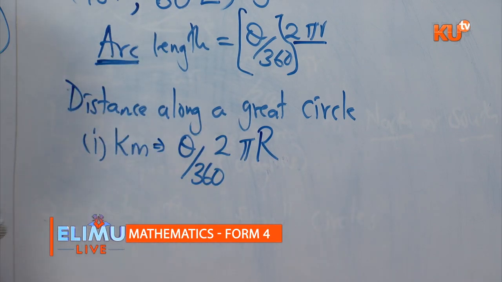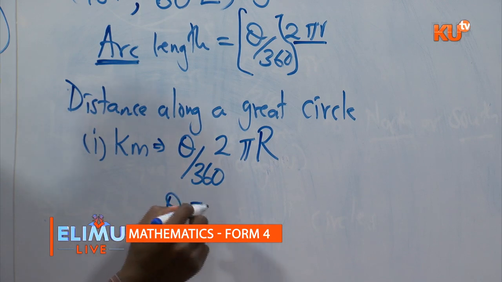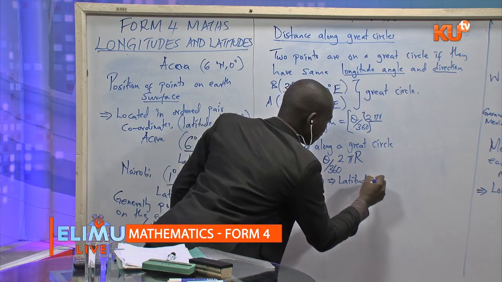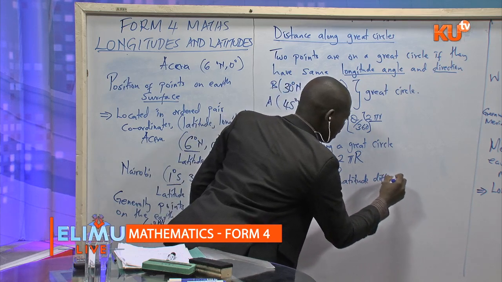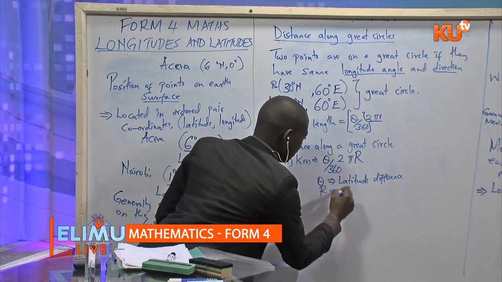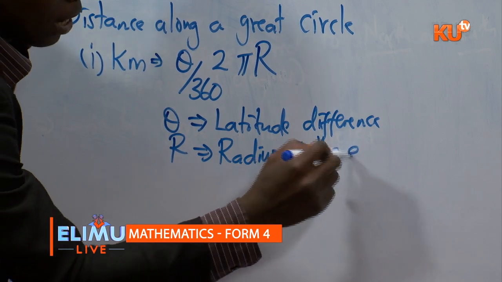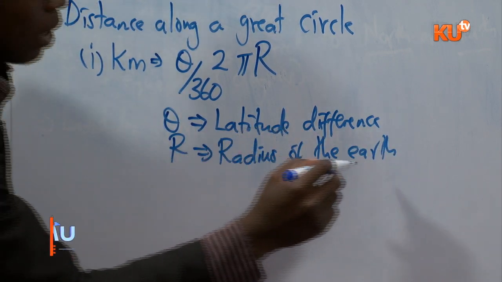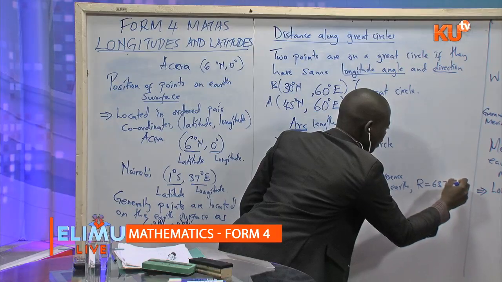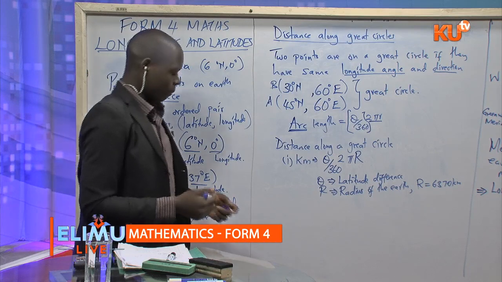That is the value. And so when we talk about theta here, theta means the latitude difference. R is the radius. This is the radius of the Earth, and the radius of the Earth, we are giving it a value which is 6370 kilometers. Or some questions will use 6371 kilometers.